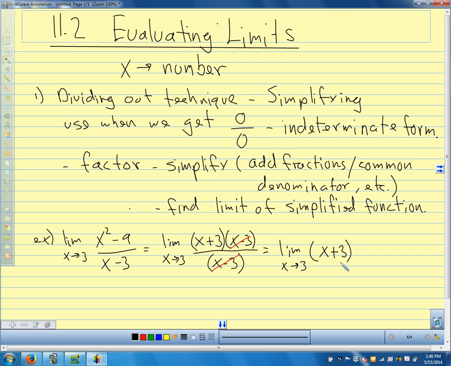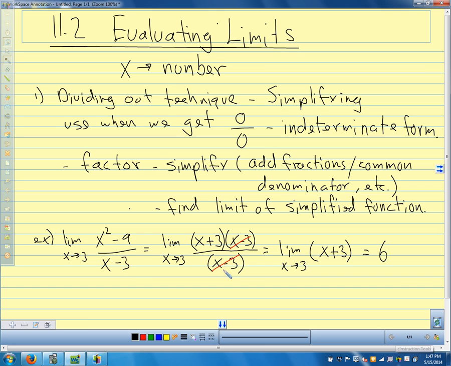This is just a polynomial. Find the limit of a polynomial by plugging our number in, and that's going to be 6. So the limit as x approaches 3 of x squared minus 9 over x minus 3 is 6. And what does this tell us when we have this common term in the numerator and denominator of this rational function?